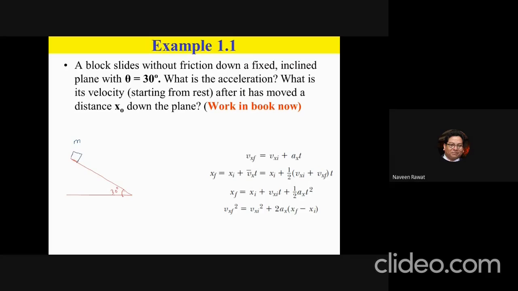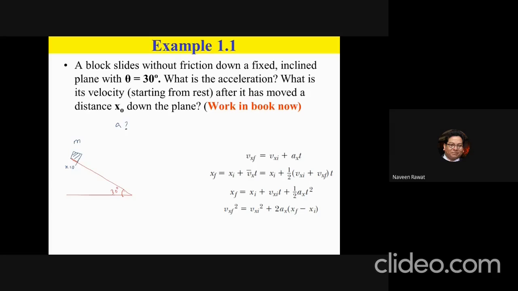Let's say the starting point is somewhere here, so that is the x equal to 0 position. The problem says that this block is sliding and there is no friction, so we will ignore the friction, and it is a much simpler problem. The question is, what is the acceleration of this object? That is the first thing you have to find, and the second thing is what is the velocity, starting from rest, after it has moved a distance x0.